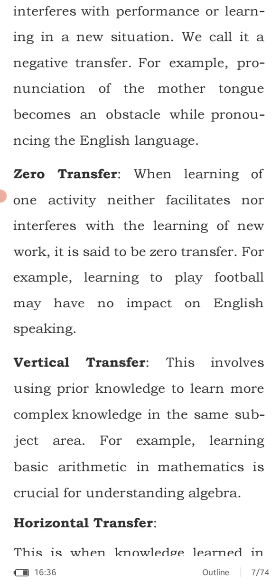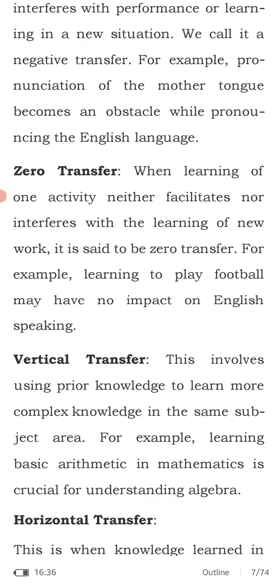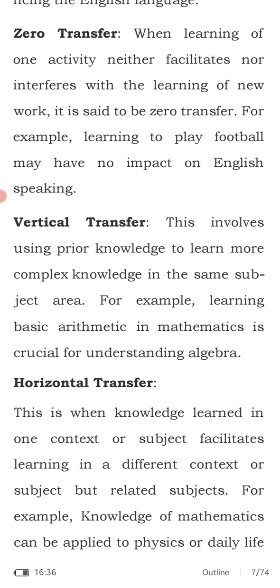Zero transfer. Zero transfer occurs when the learning of one activity neither facilitates nor interferes with the learning of new work. So, if the learning of one activity does not interfere with the learning of a new activity, then that is zero transfer. For example, when you're learning to play football, it may not have impact on English speaking. Therefore, there's zero transfer there.